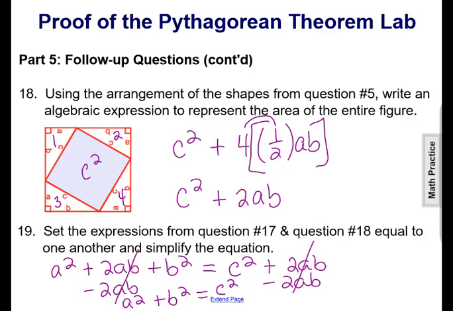So working through these follow-up questions, you can see where the Pythagorean theorem comes from, where it's developed, and how it was discovered by mathematicians, including Pythagoras himself. It's a proof of why that equation holds true all the time for right triangles, using these properties of squares and the relationship between area.